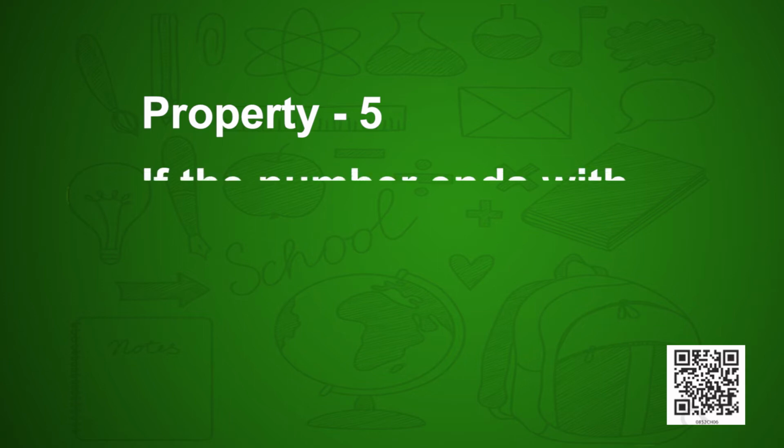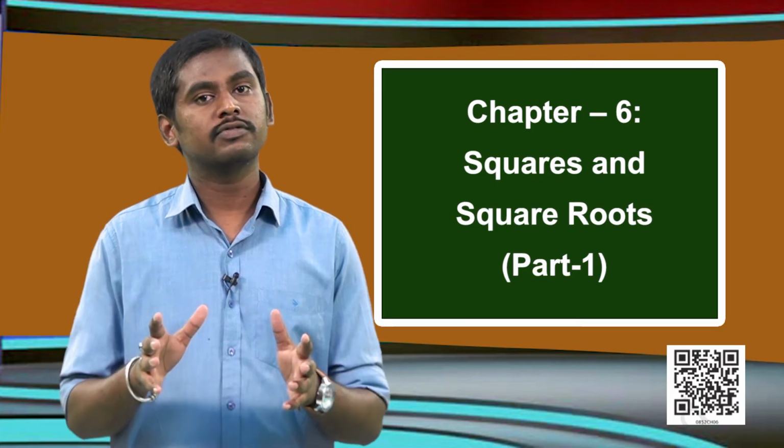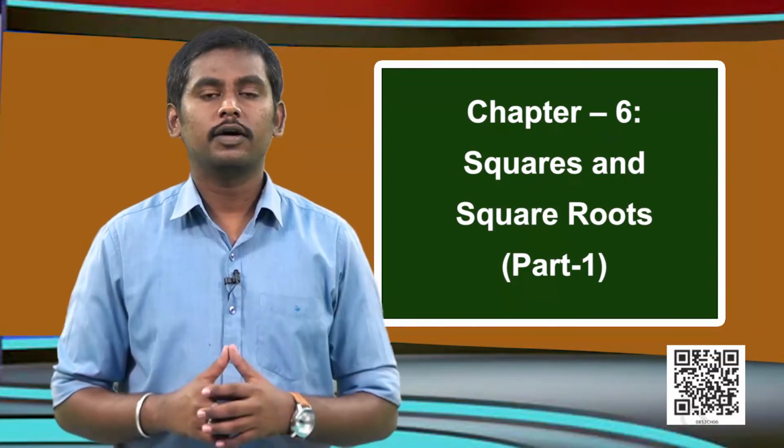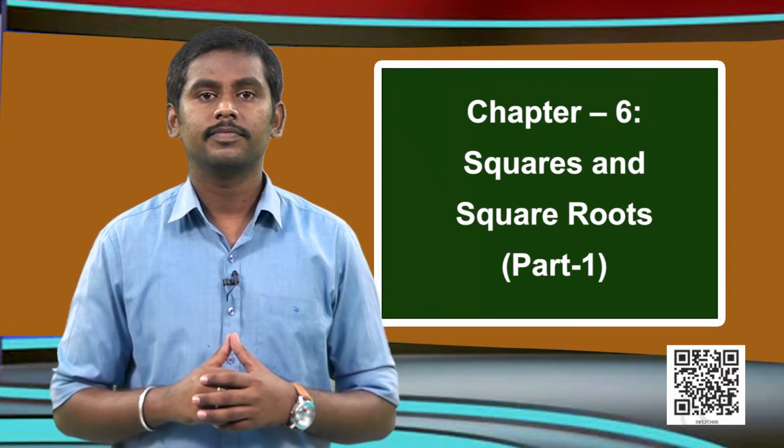And at the end, we found that whenever a number had 5 in its units place, the square number also ended up with 5 in its units place. So, by this we have seen all these 5 properties. Students, let us try to observe some of the very interesting patterns related to the square numbers.